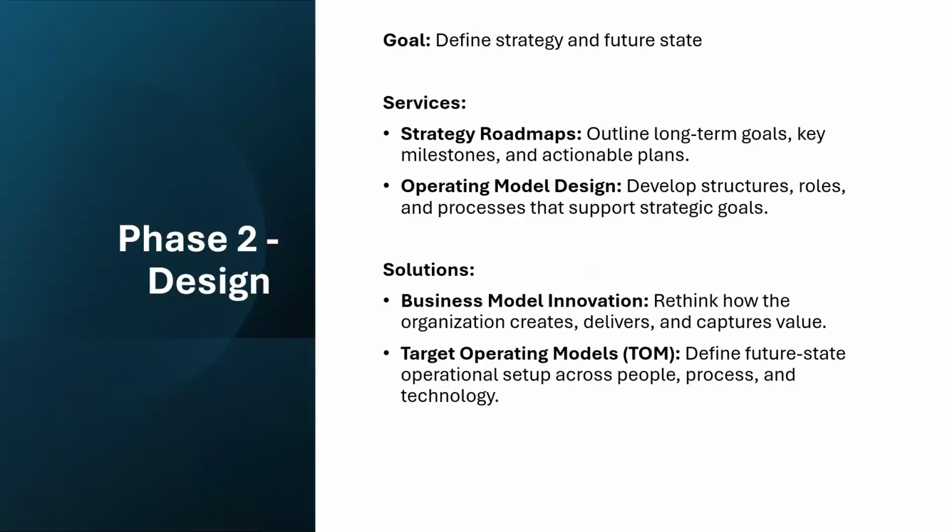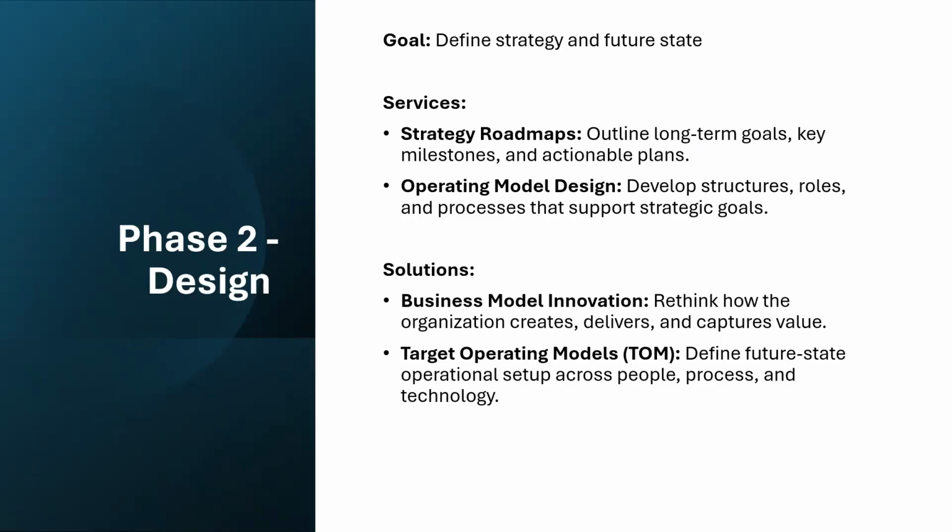The next phase is your design. Your design is a roadmap to get from A to B. So the client says, this is what we want. The first phase is discovery: how did you get there, and what is the gap between where you are now and where you want to be? Then a strategy roadmap outlines the long-term goals, key milestones, and actions to be taken. What's the operating model design? Develop structures, roles, and processes that support where the client wants to go, that support their goal.